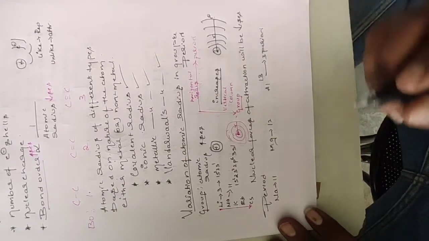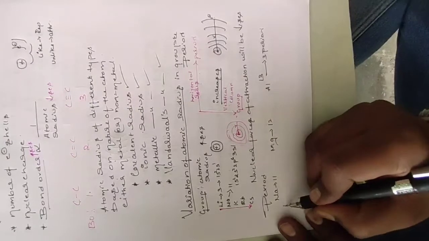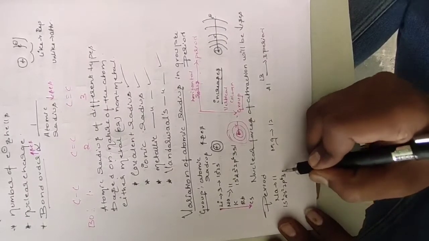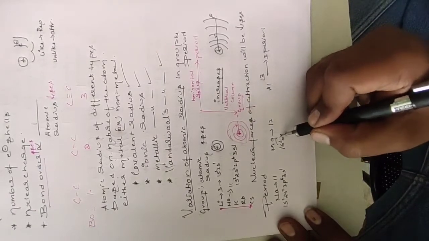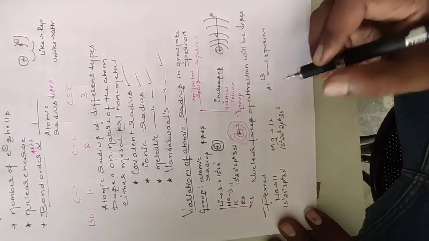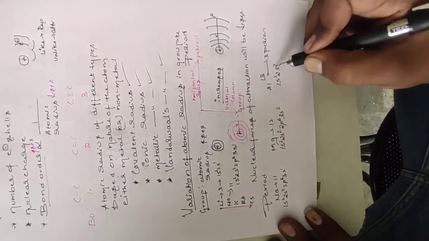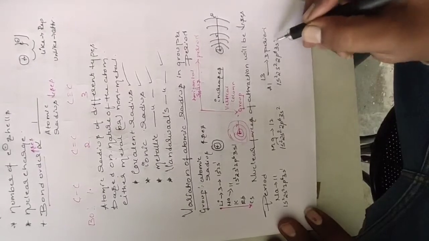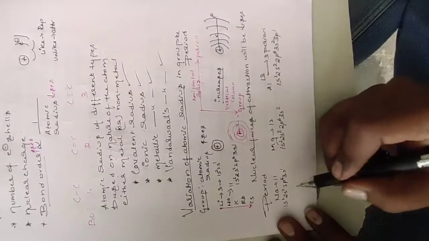The electronic configuration of sodium is 1s2 2s2 2p6 3s1. For magnesium, it is 1s2 2s2 2p6 3s2. For aluminium, it is 1s2 2s2 2p6 3s2 3p1.